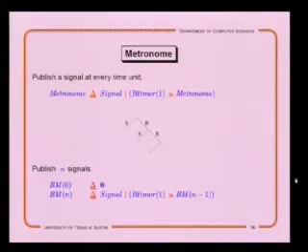R is the R timer, and S is the signal. And of course, we can write a similar program which bounds the number of signals. It publishes only n signals.